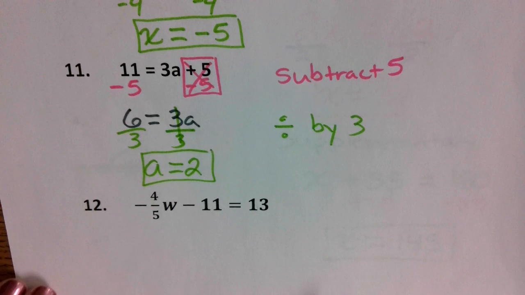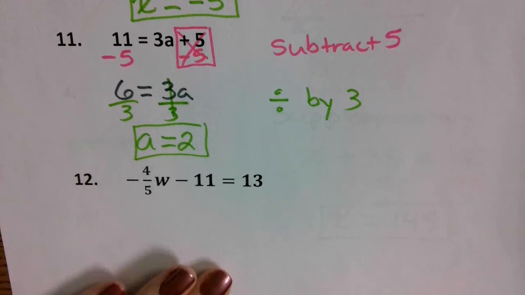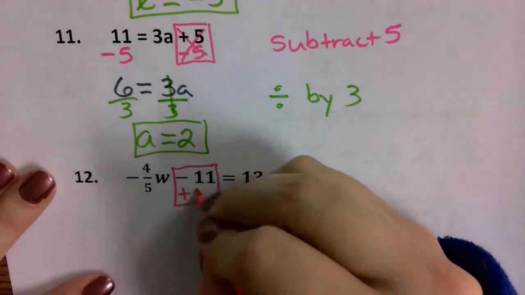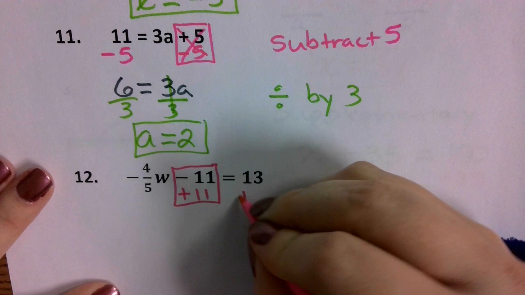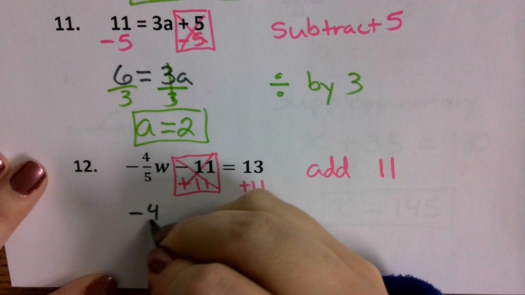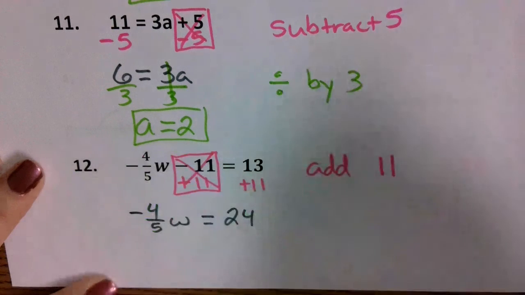Okay, last problem, identifying my constant. My constant is technically a negative 11. That minus 11 acts like it's a negative 11, so the opposite is a positive. So we're adding 11 to both sides. The 11's will get canceled out. You're going to get negative 4/5 w is equal to 24.